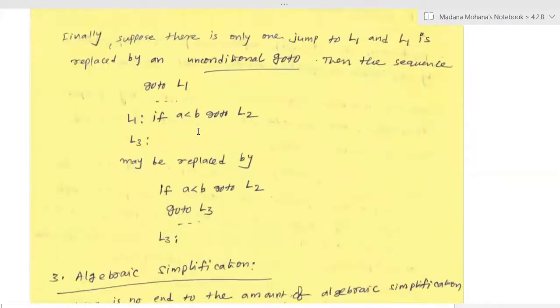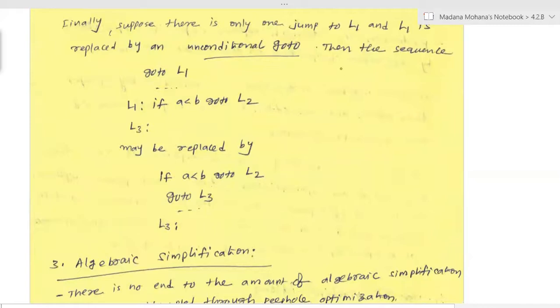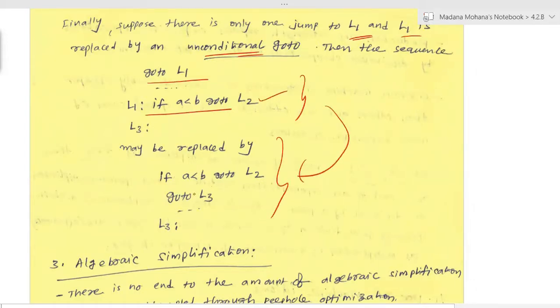Finally, suppose there is only one jump to L1 and L1 is replaced by an unconditional go to, then the above sequence becomes go to L1. L1 if A less than B, go to L2, then L3. This can be replaced with the following code sequence. If A less than B, go to L2, then go to L3. L3 is blank. Here L2 directly taken here. Now L1 is removed here.